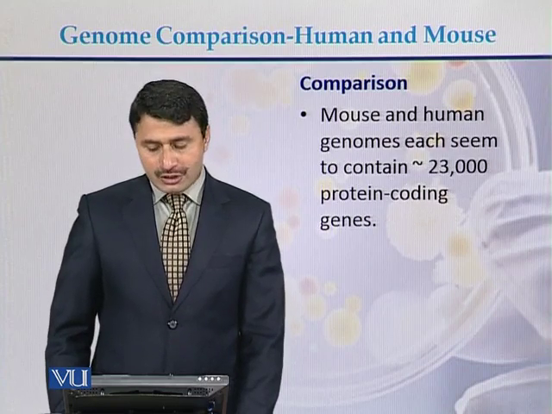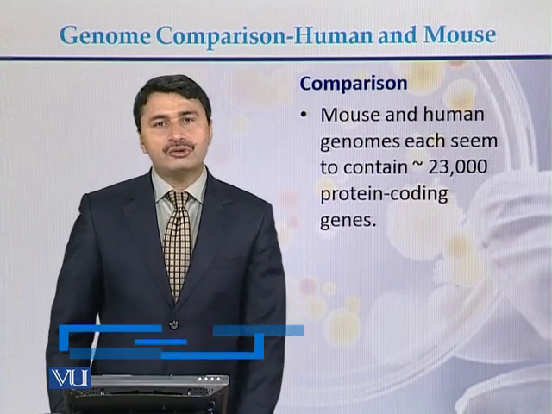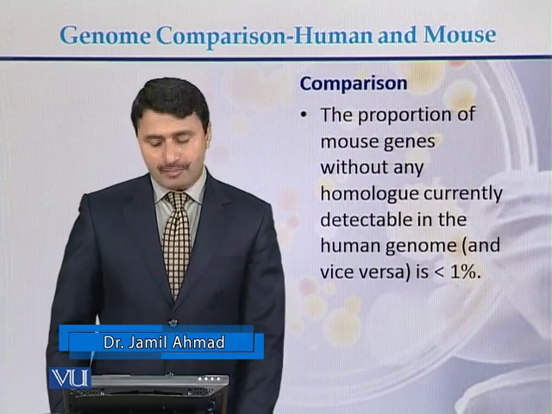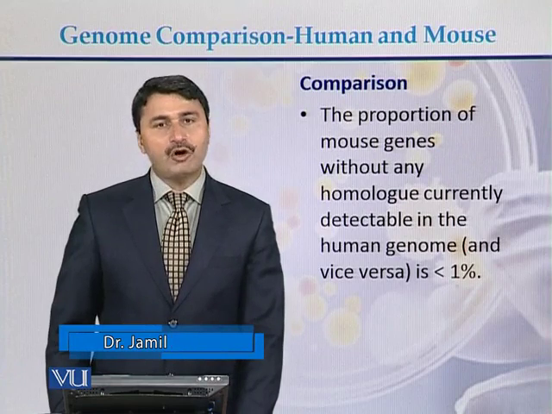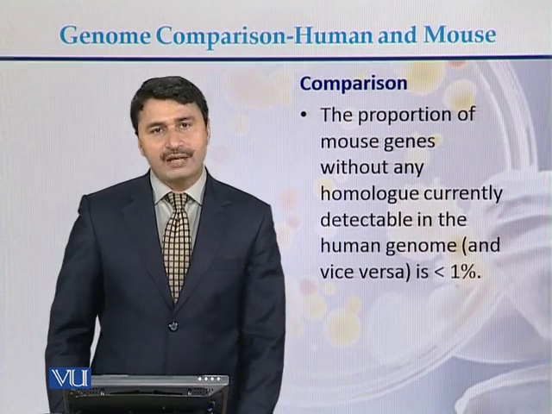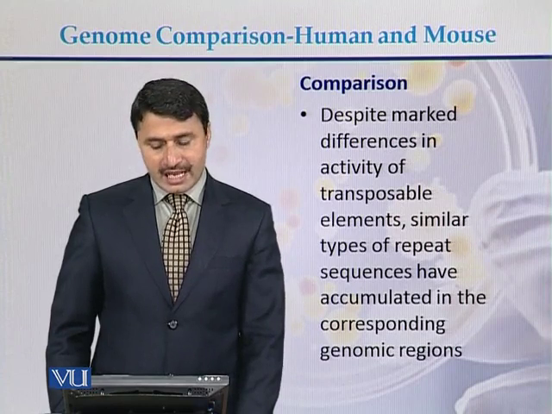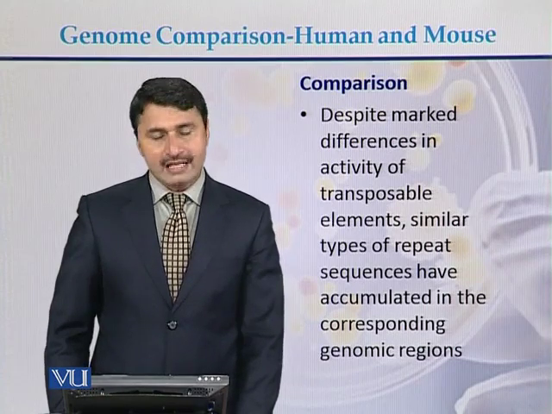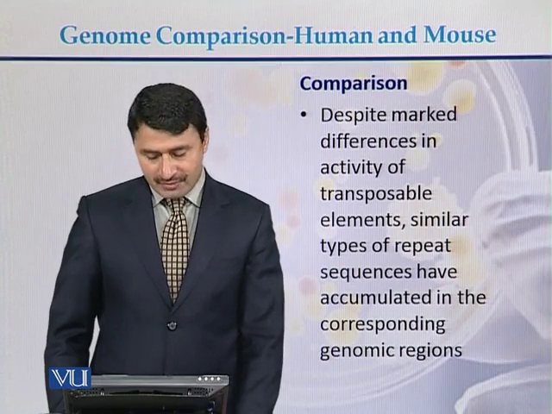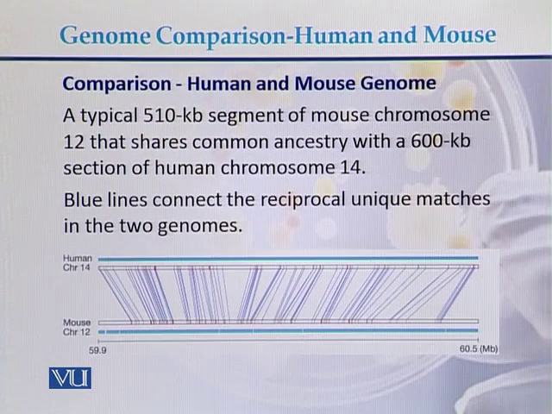Mouse and human genomes each seem to have approximately 23,000 genes. The proportion of mouse genes without any homologue currently detectable in the human genome is less than 1%. Despite marked differences in activity of the transposable elements, similar types of repeat sequences have been observed in both genomes. Here is the comparison between human and mouse genome.